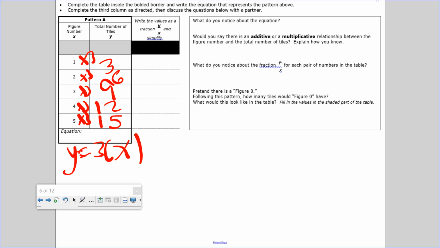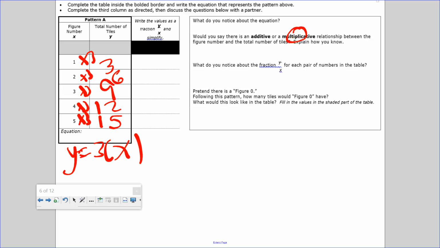So y, the total number of tiles, is equal to the figure number multiplied by 3. But what do you notice in the equation? Is it additive or multiplicative? You multiply to come up with that. So that's the relationship between the figure number and the total number of tiles.